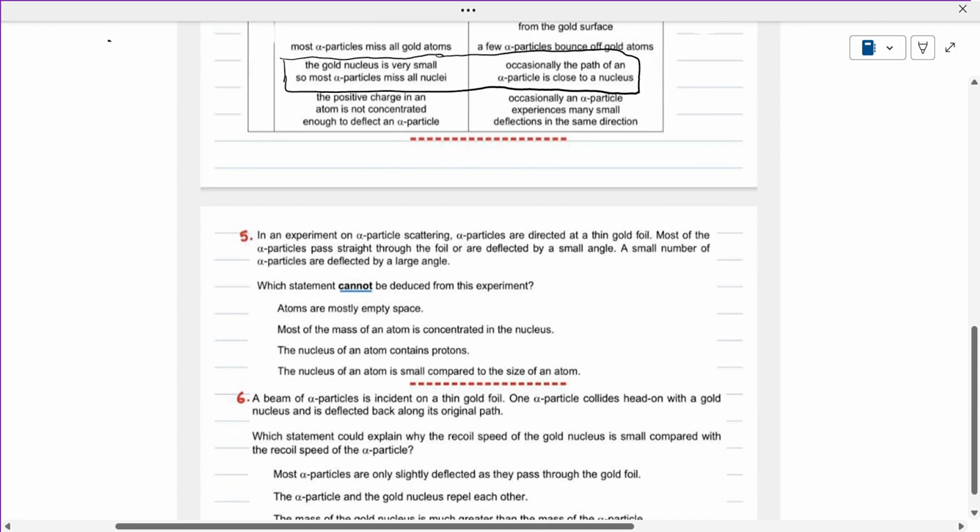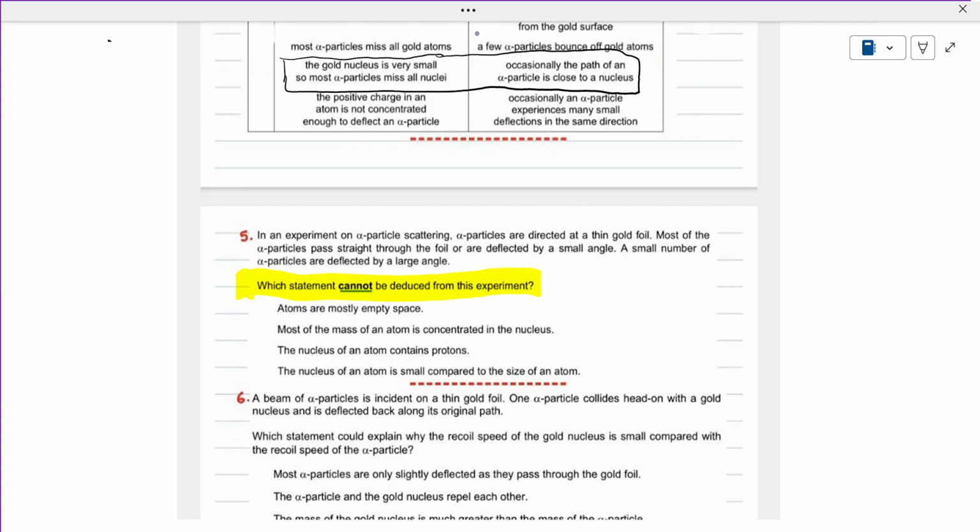In an experiment on alpha particle scattering, particles are directed at thin gold foil. Most of the alpha particles pass straight through the foil or are deflected by a small angle. A small number of the particles are deflected at larger angles. They have explained everything about the experiment. Now they are asking which statement cannot be deduced from this experiment. So we just need to see which statement cannot be deduced from here.